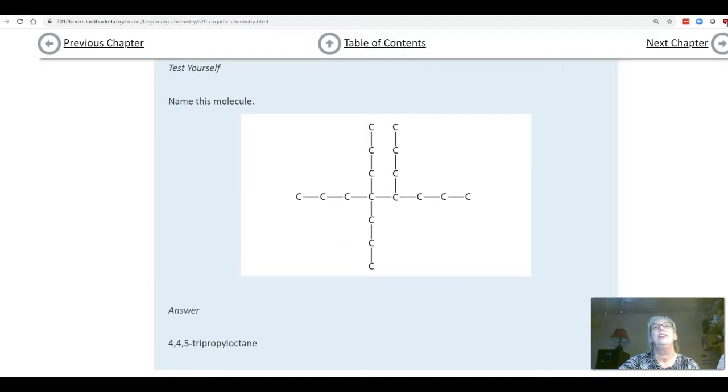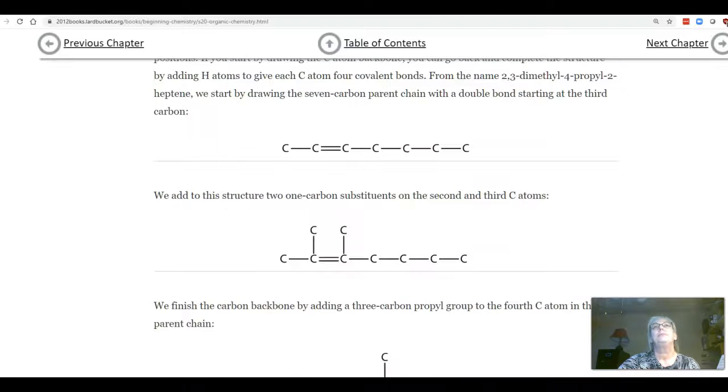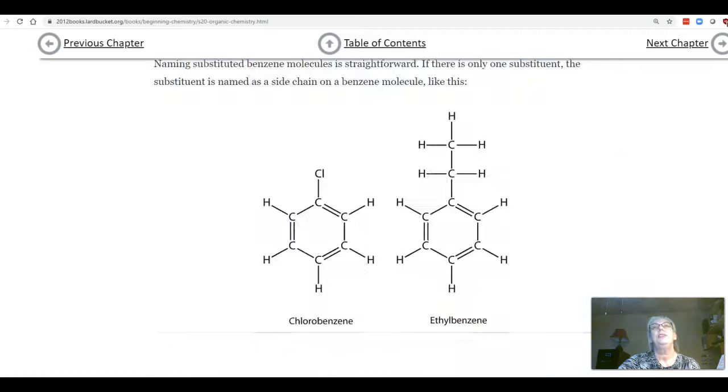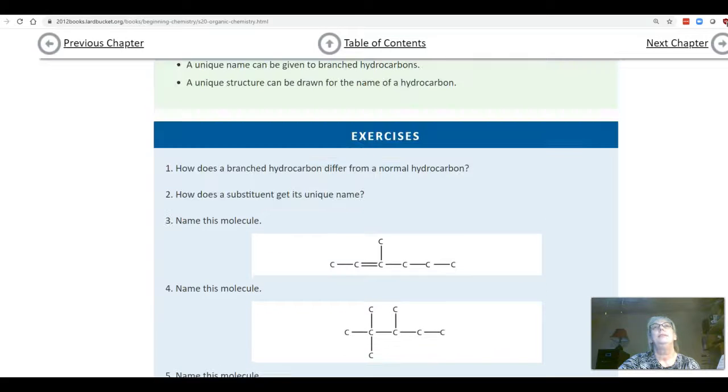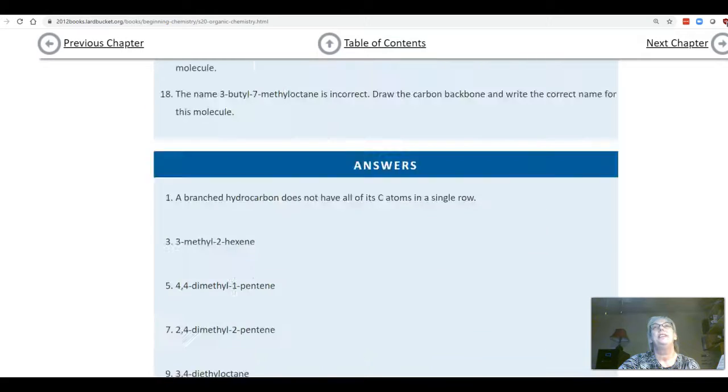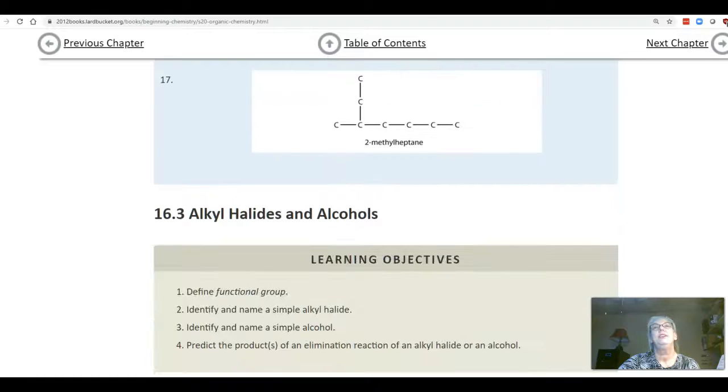So take a look at this, look at the sample problems, so you understand them, try them, see if you can get the right answer. Here's the exercises. Try those out with the answer keys, see if you can do those.